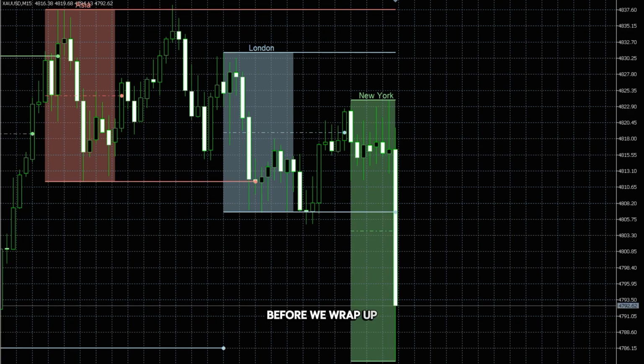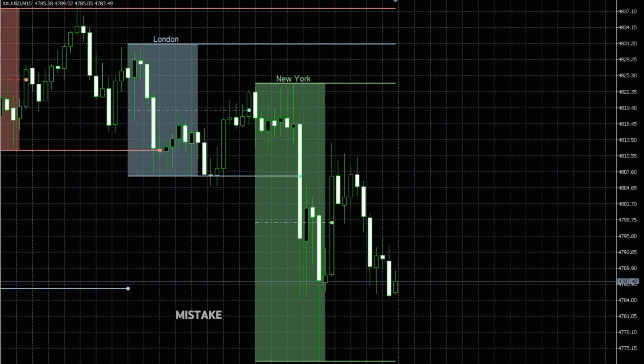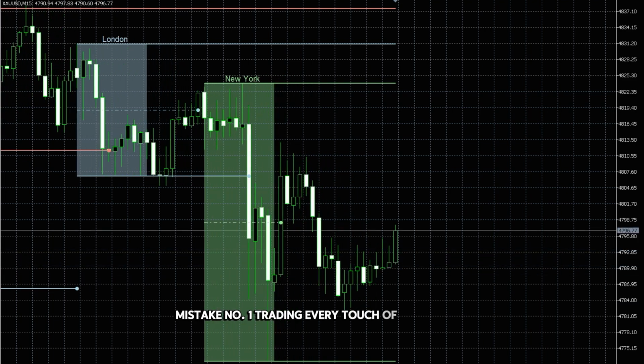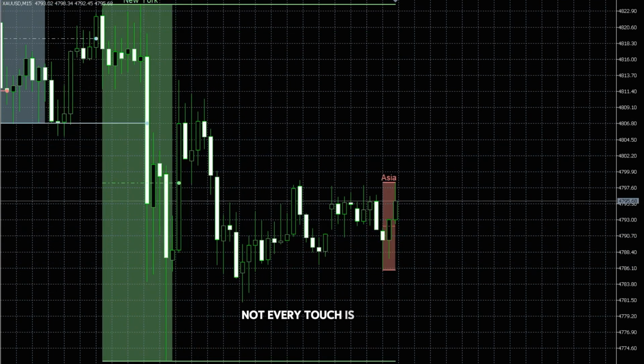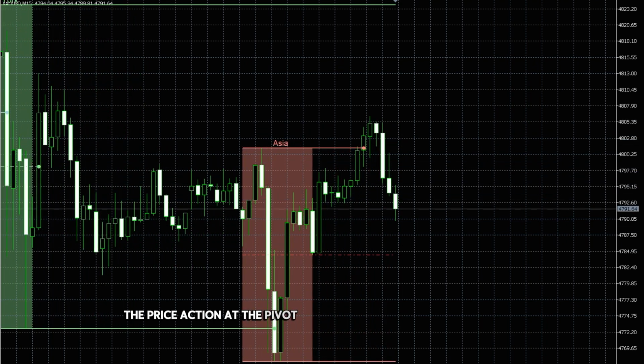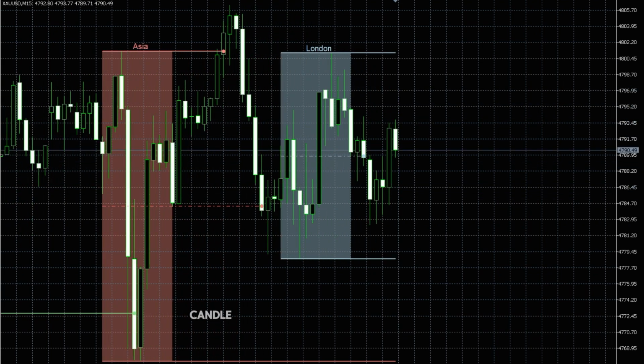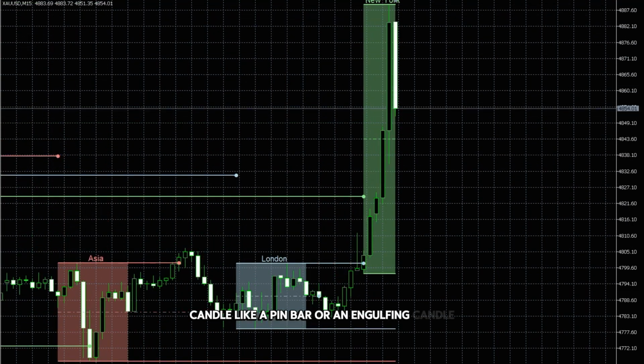Before we wrap up, let me flag a couple of things beginners often get wrong. Mistake number 1, trading every touch of a pivot line. Not every touch is a trade. You want confluence. Ideally, the price action at the pivot should align with the overall trend. Or you should see a clear rejection candle, like a pin bar or an engulfing candle.